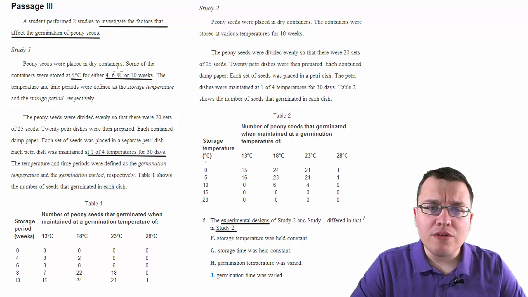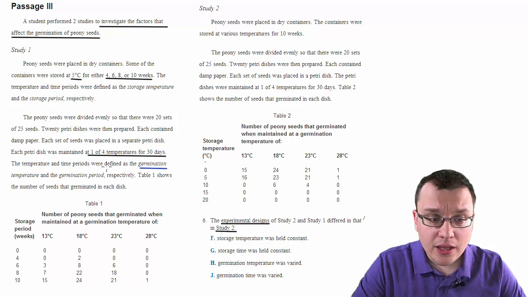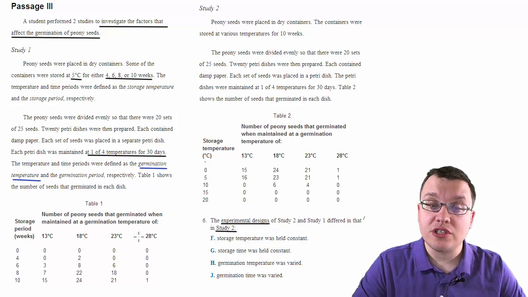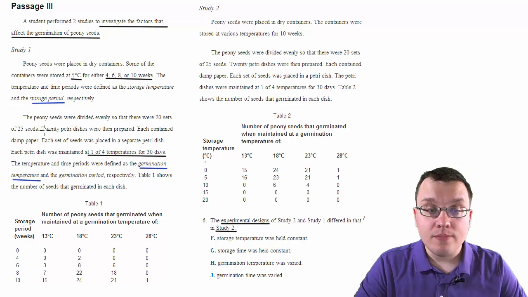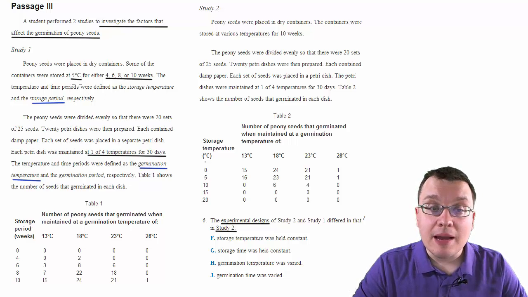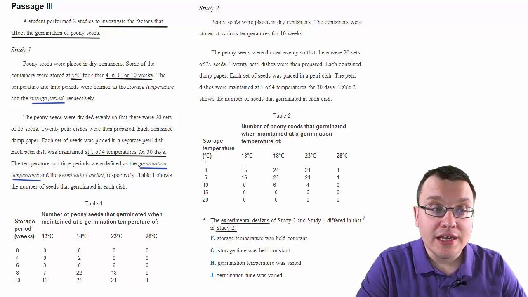So what do we see here? What are we varying? Well, it looks like we're varying this storage period, different numbers of weeks of storage. And we're also varying the germination temperature in these cases, right? You can see in the table it's varying from 13 to 28. And also the storage period is varying in study 1. What's being held constant? Well, this temperature is the same for all the trials. It's 5 degrees. So the storage temperature is constant.